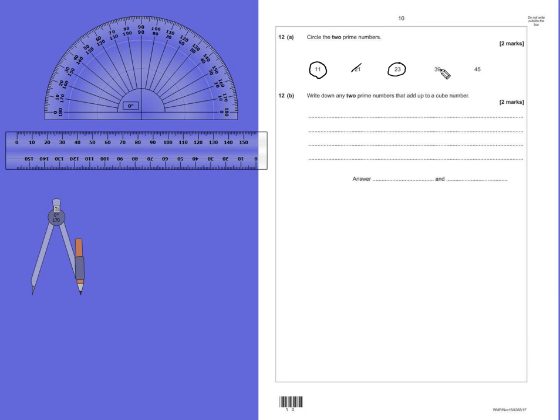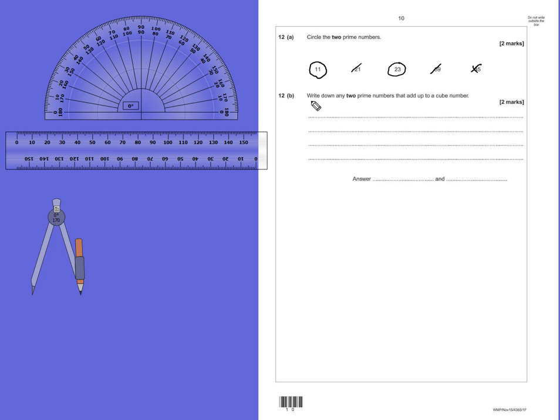39, well, that's in the 3 times table, because 3 times 13, 30, 33, 36, 39. There's lots of ways we know and recognise that one's in the 3s. It's not prime. 45, another really easy one. Because it ends in 5, we know it's in the 5 times tables. 5 times 9, 3 times 15, very much not prime. So your answer here was 11 and 23.